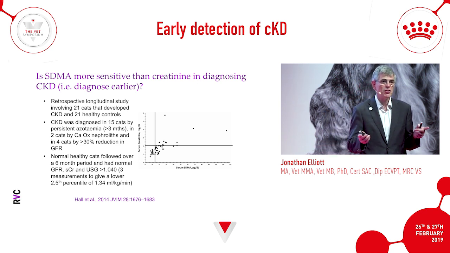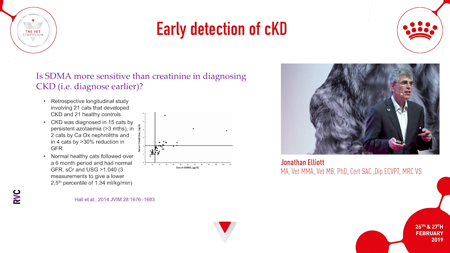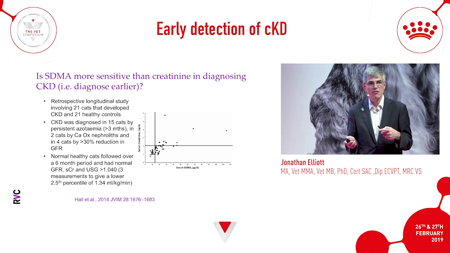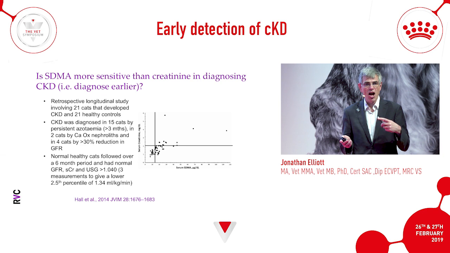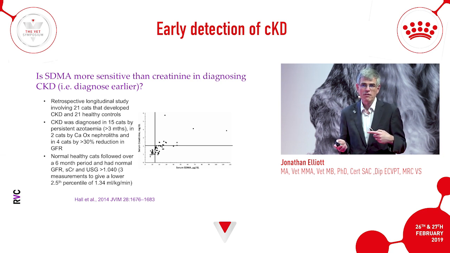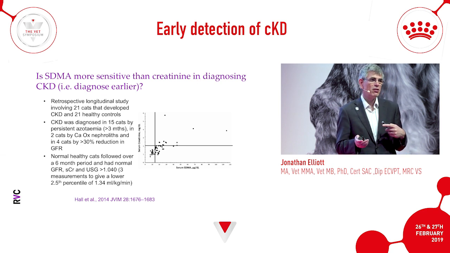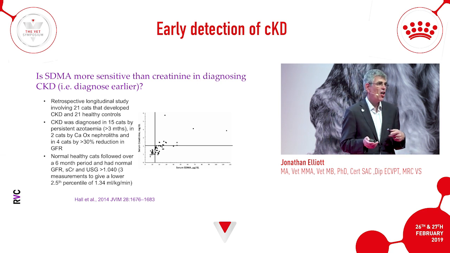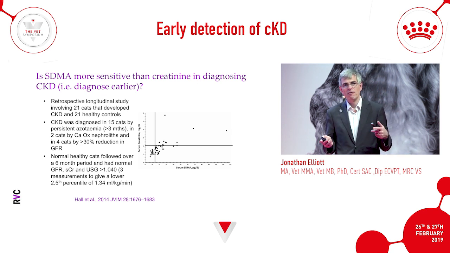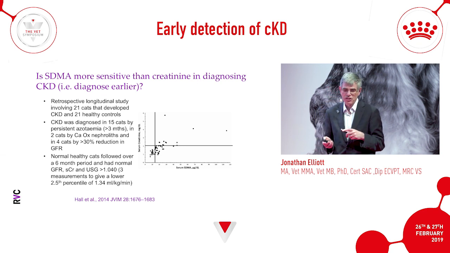I think the question that still needs to be answered is, is SDMA specific enough? And are the sensitive levels of SDMA, which would be between 15 and 20 micrograms per deciliter, specific enough for you to use to say this cat has definitely got chronic kidney disease? And perhaps that's a question that still needs to be answered.